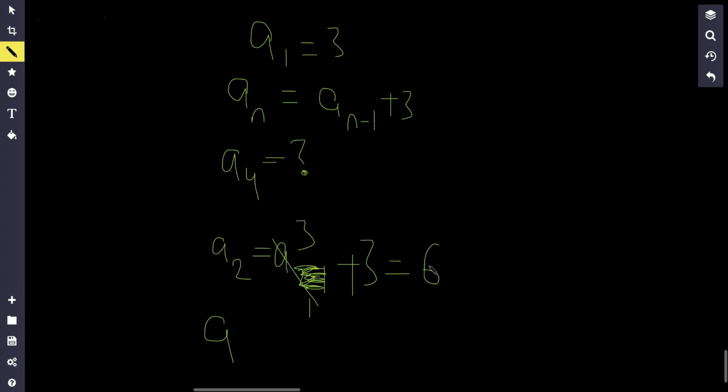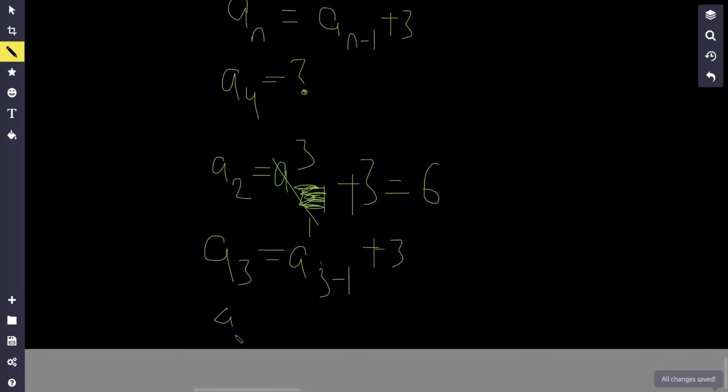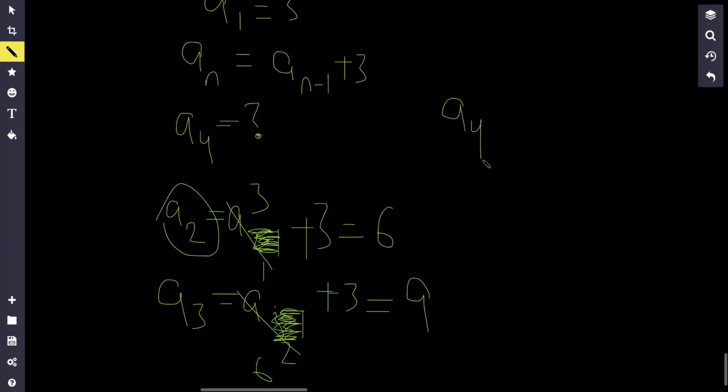Now that I know a sub 2 is equal to 6, I can find a sub 3. So a sub 3 is going to be equal to a sub 3 minus 1 plus 3, and 3 minus 1 is 2. So I get that a sub 3 is equal to a sub 2 plus 3. We know that a sub 2 is equal to 6, so we can substitute that in. So 6 plus 3 is equal to 9. And then finally, I can find a sub 4. So a sub 4 is equal to a sub 4 minus 1, which is a sub 3, plus 3. After that, I can substitute 9 in for there. So 9 plus 3 is equal to 12. Okay.